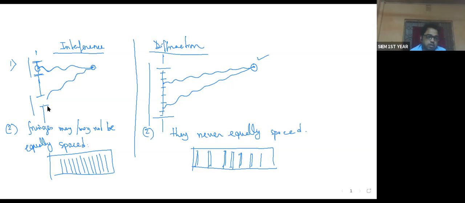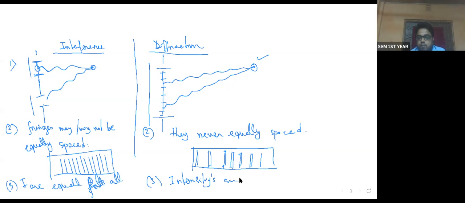Okay, and what about intensity of the fringes? Intensities are equal for all fringes in double slit, but here intensities are different. Okay, intensities are different here.